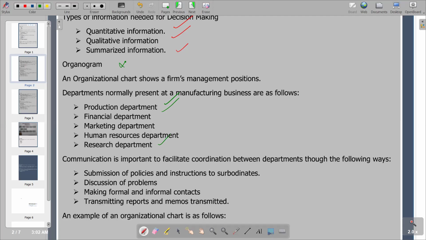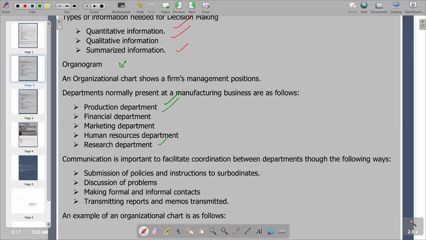Then at the end of the day, we see that for all these departments to work properly, there should be communication that takes place within that organization. These departments come in because in the organogram or organizational chart, there is an outline of all the departments that we have in that organization, and also the direction of authority will be indicated on that organogram. So that's why we are having these departments coming in.